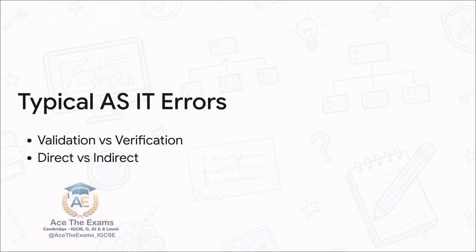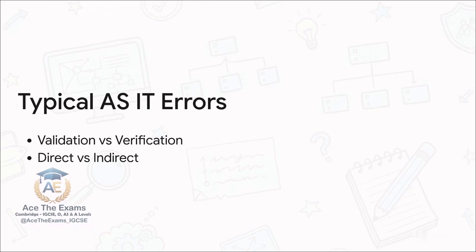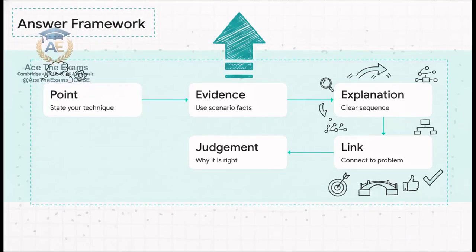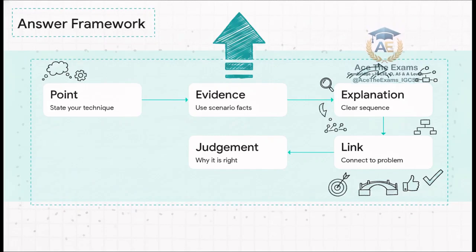If you just define validation on one page and verification on another, without comparing how they actually differ in a real-world system, you are going to stumble hard when the exam asks you to choose between them for a secure website. Section 3. The high mark answer framework. To stop bleeding marks, we need a disciplined path. We're replacing standard memorization with a structured answering system. This 5-step framework mirrors exactly how you earn marks in extended responses when comparing methods or justifying answers.